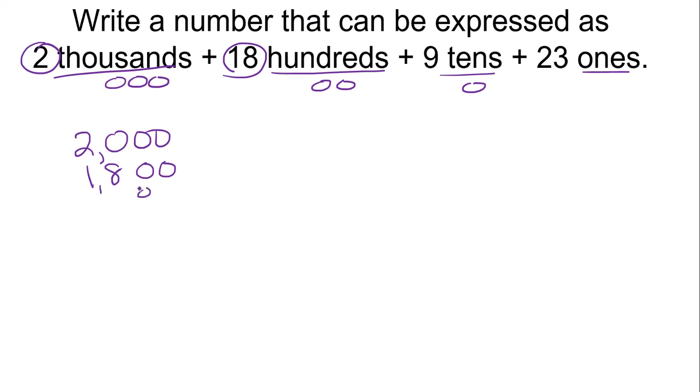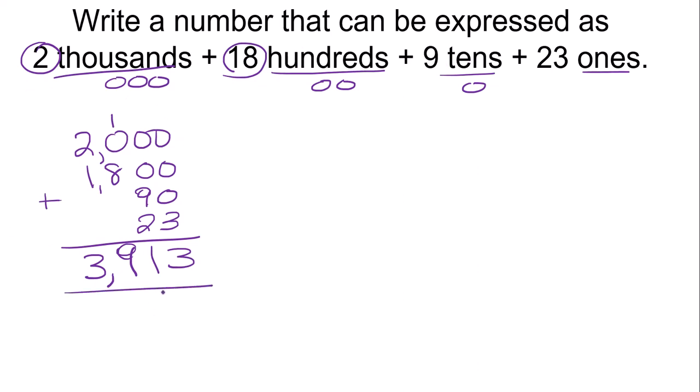Now 9 tens would look like this, 9 with 1 zero at the end, and 23 ones would simply be 23. If we take the time to add those up together, it makes it easier when we make sure we line up the correct place value under each other, where the ones are under the ones, the tens are under the tens, hundreds are under the hundreds, and thousands are under the thousands, and then we add them up. So 3 plus 0 plus 0 plus 0, that's 3. 9 plus 2, that's 10, 11. We regroup. The 8 becomes 8 plus 1, that's a 9. And then 2 plus 1, that's 3. So that's 3,913. That's how we would express 2 thousands plus 1,800s plus 9 tens and 23 ones. It would actually be 3,913.